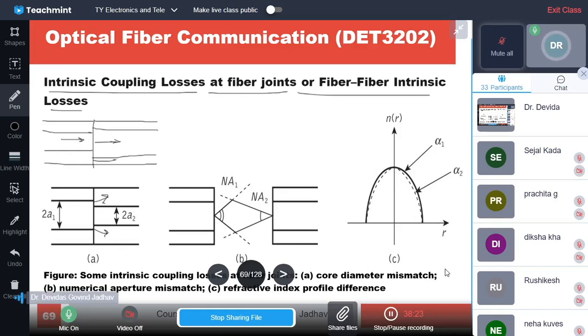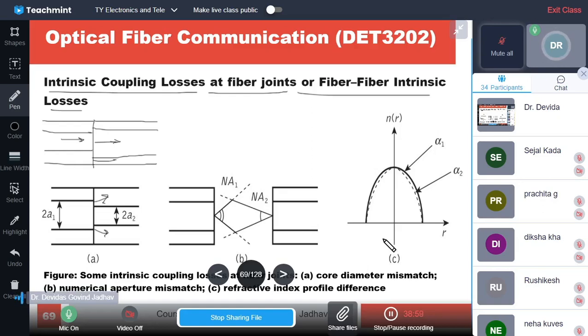So this is the core diameter mismatch. Similarly, numerical aperture mismatch. Suppose one fiber has numerical aperture NA1 and the other fiber has NA2, this is numerical aperture mismatch. In this case also, if the transmitting fiber has a smaller numerical aperture and the receiving fiber has a larger numerical aperture, there will be no loss. But if the transmitting fiber has a larger numerical aperture and the receiving fiber has a smaller numerical aperture, then there will be mismatch and loss.